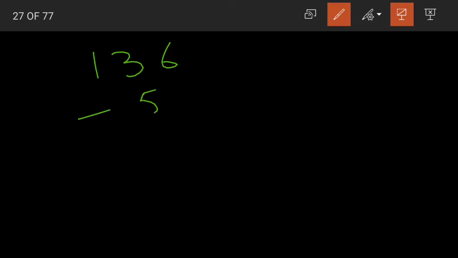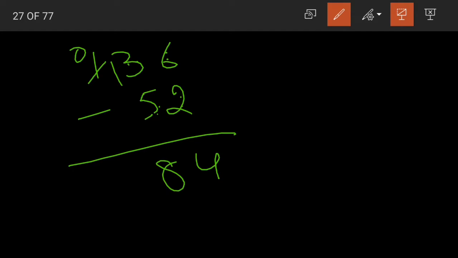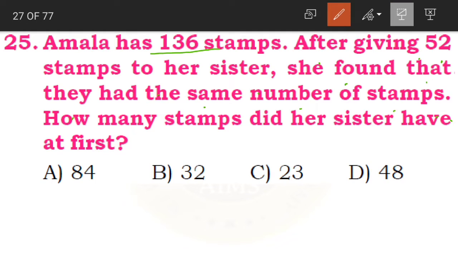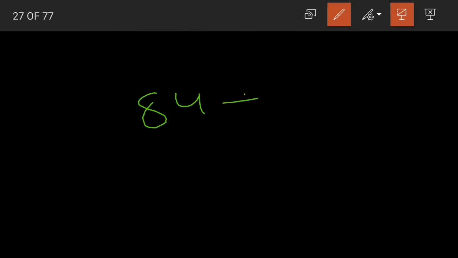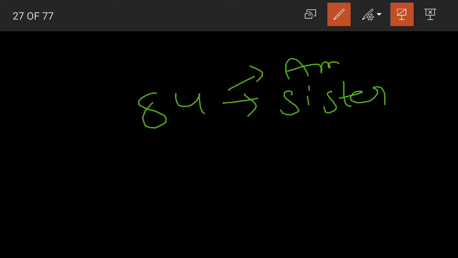136 minus 52. Yes, Amala gave away 52. So let us find out how many she is having. 6 minus 2, 4. 3 minus 1, 5 not possible. So we'll borrow. 13 minus 5 is 8. 1 becomes 0. Yes. Now 84. What is this? This is equal to the number of stamps that her sister has. Both Amala and her sister have 84 stamps.